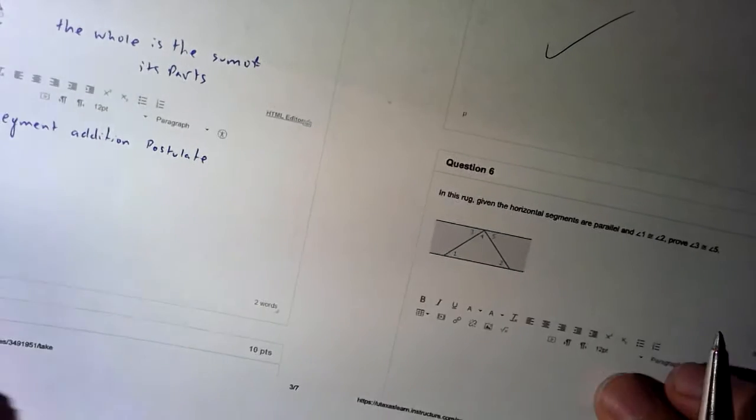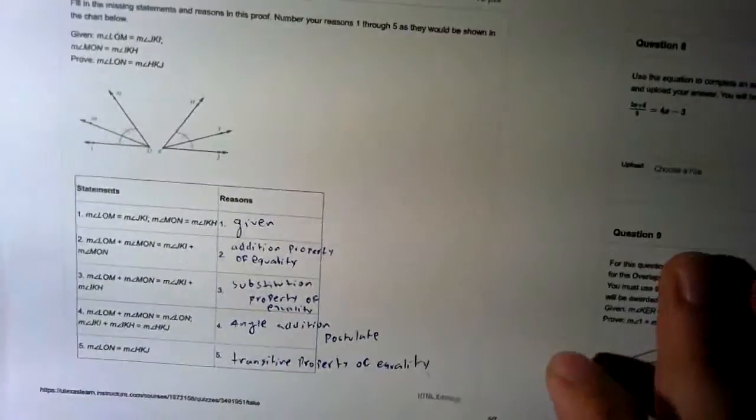So we have to use the transitive property there because we're saying 1 is congruent to 2, and then you're saying making 5 congruent to 3. To make that jump, you have to use the transitive property. All right, so that one was question number 6. And then question 7 is the one where you have to fill in the proof.